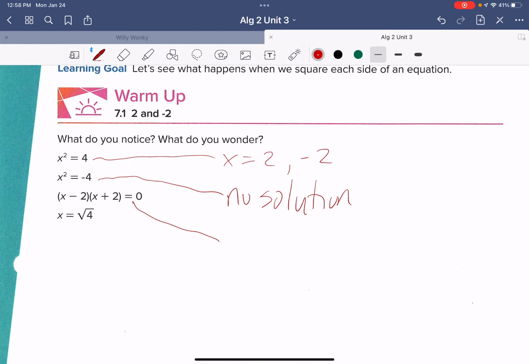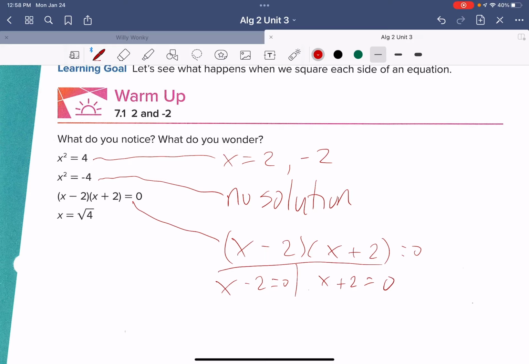This one here goes back to the old zero product property, where you set each factor equal to 0 when the equation's set equal to 0. So you set the first factor equal to 0, and you set the second factor equal to 0. And then you get x is 2 for this solution, because 2 minus 2 is 0. And then you get x is negative 2. Negative 2 plus 2 is 0.